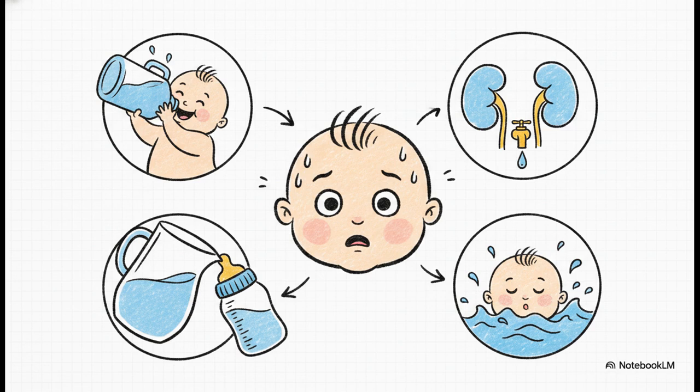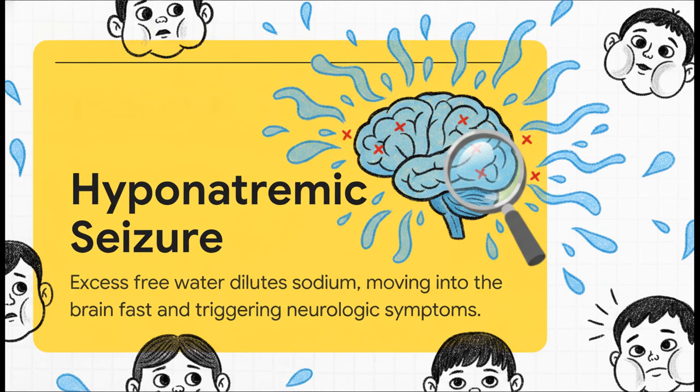A huge, vital screening point here is socioeconomic. A major cause of water intoxication is families over-diluting infant formula to stretch their supply because of financial strain. We also see this when infants swallow too much pool water during early swim lessons. It's a silent threat. And this brings us to the core mechanical danger of a hyponatremic seizure.